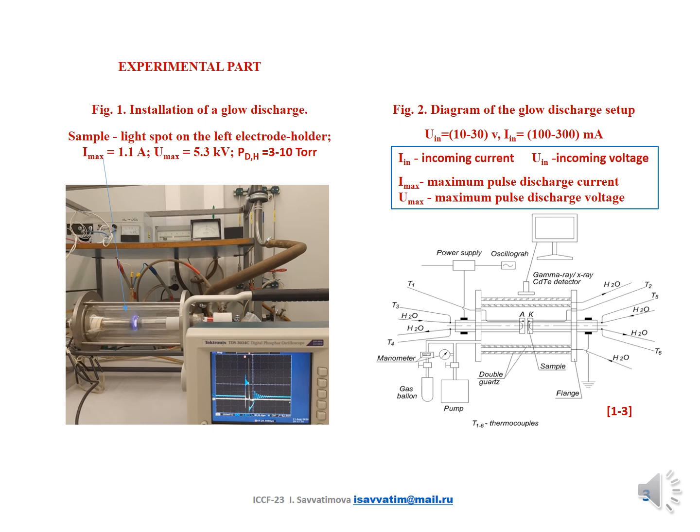The installation of a glow discharge is shown on slide 3. The discharge chamber consists of a double quartz tube cooled by running water, with cooled electrode holders and flanges. The installation is described in detail in earlier works.